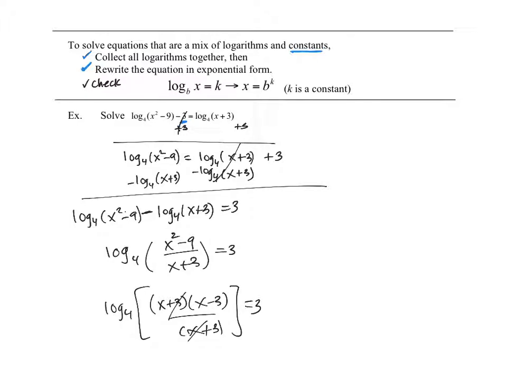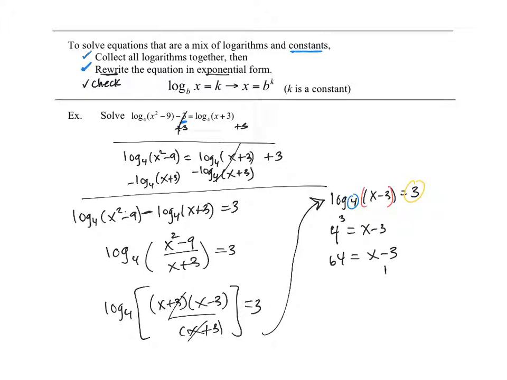Okay, so we would get log base 4 of x minus 3 is equal to 3. And now we're ready to rewrite this in terms of its exponential form. So I have a base of 4. So I would get 4 to the power of 3, there's the exponent, is equal to that argument. So that's equal to x minus 3. And then we can solve. 4 cubed is 64. And then just adding 3 to both sides, we would get x equals 67.